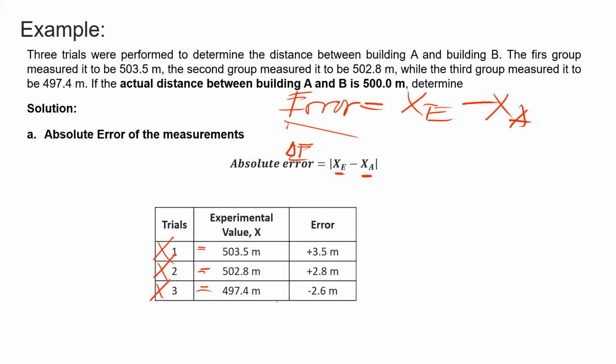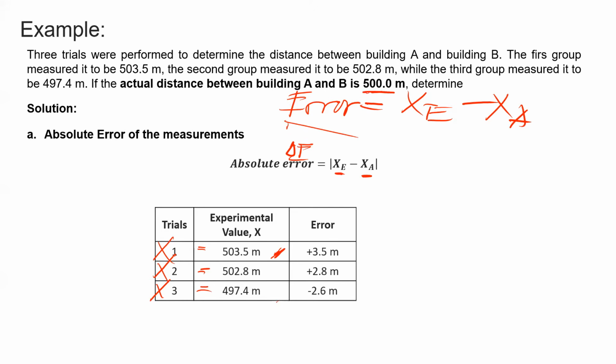So what do positive and negative mean? When your error is positive, it means your experimental value is larger than your true value. We can see that 503.5 is larger than 500 meters. Larger by what number? It is larger by 3.5 meters. So 502.8 is larger than 500 meters by 2.8 meters. While 497.4 is smaller than 500, smaller by 2.6 meters.